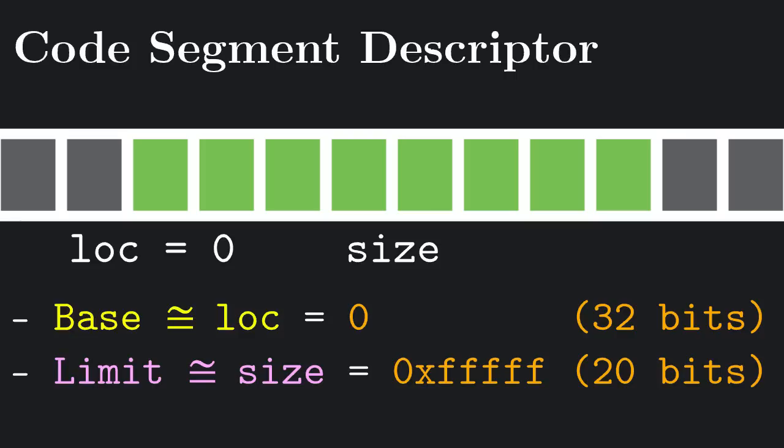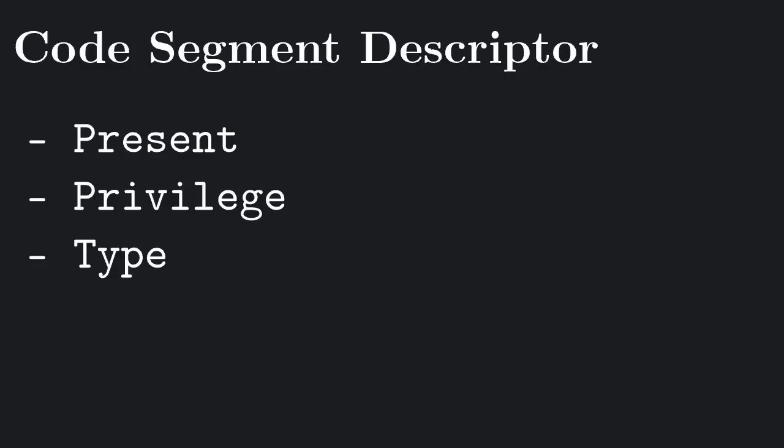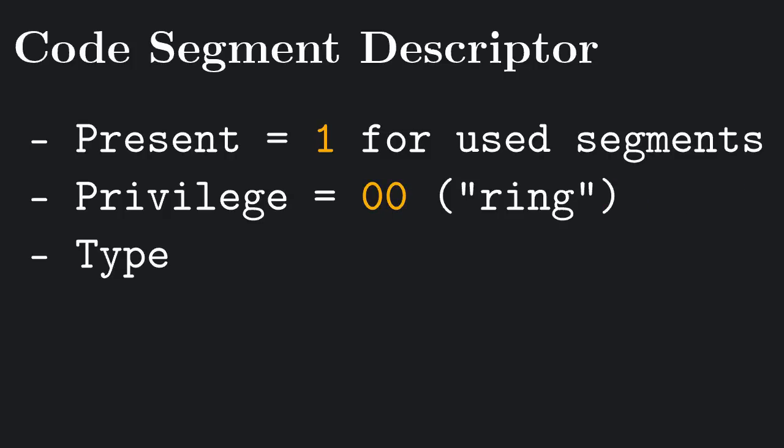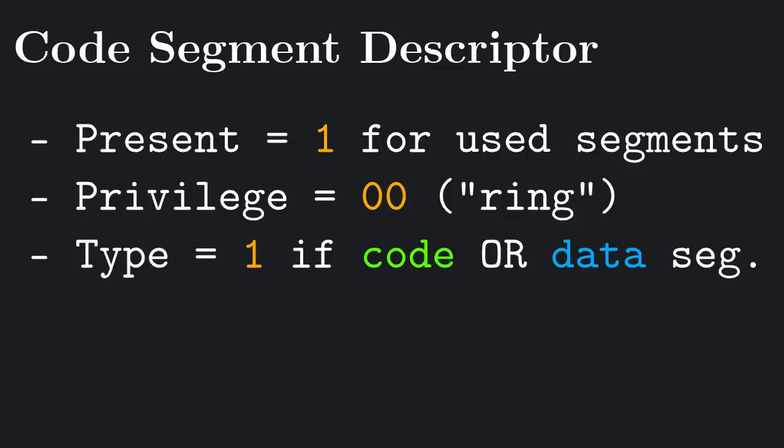The next properties are called present, privilege, and type. Present is a single bit, and it is 1 if the segment is used, so it should be 1 for every valid segment. Privilege is a 2-bit value from 0 to 3. This value is used to define sort of a segment hierarchy and implements memory protection. The highest privilege is 0, so we should set it to 0. Type is another single bit that should be set to 1 if the segment is the code or data segment. This is the code segment, so we're going to set it to 1.